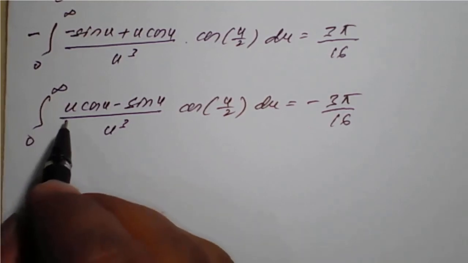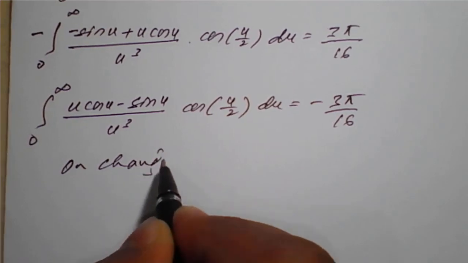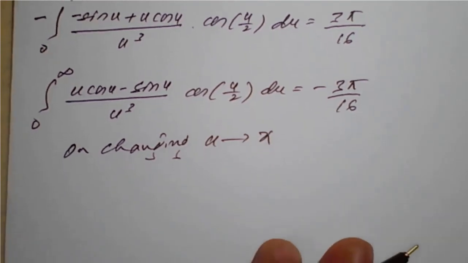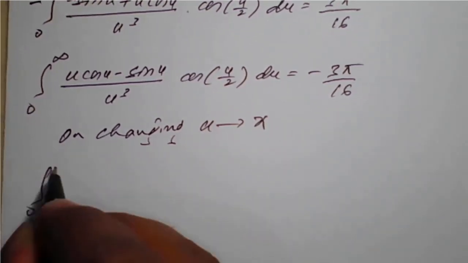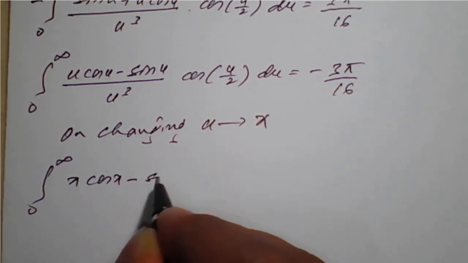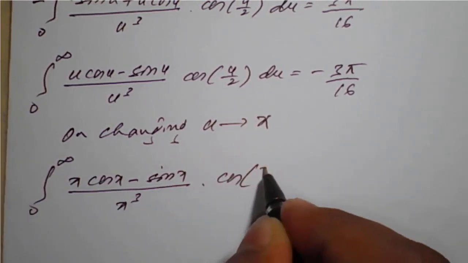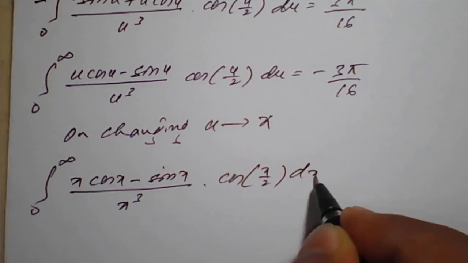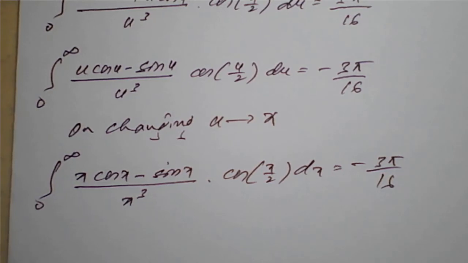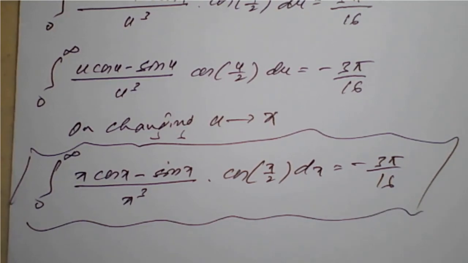Or on changing u to x, we'll see whether we get the required result. That is integration 0 to infinity x cos x minus sine x divided by x cube into cos of x by 2 into dx is equal to minus 3 pi by 16. So which is nothing but our required solution of the second evaluation.